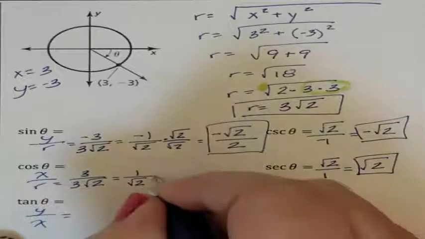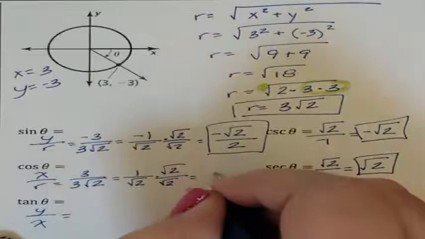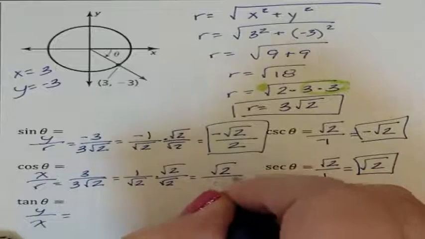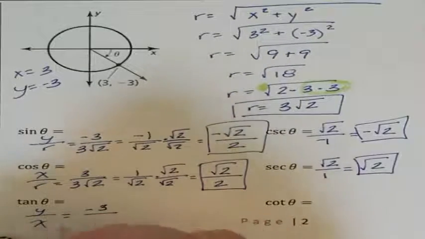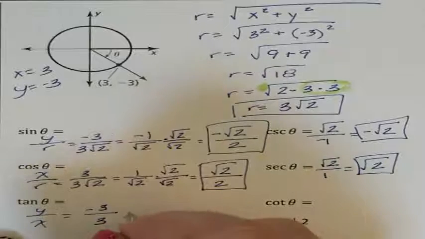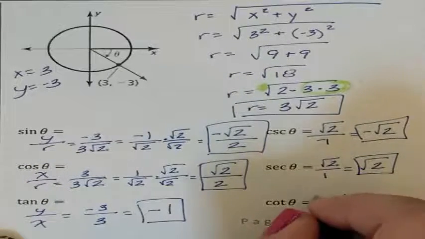I need to rationalize this. So I need to multiply both the top and the bottom by square root of 2. 1 times square root of 2 is the square root of 2, and my denominator is now 2. Y is -3, x is 3. Negative 3 divided by 3 is negative 1. Reciprocal of that, you still get negative 1.